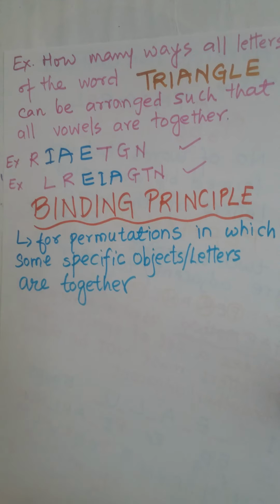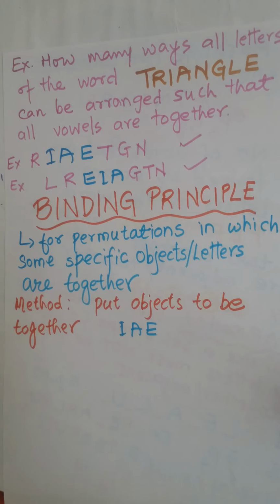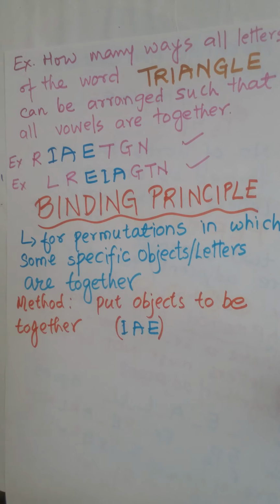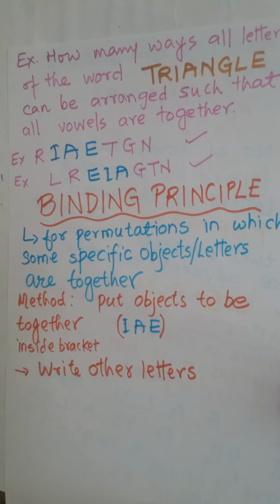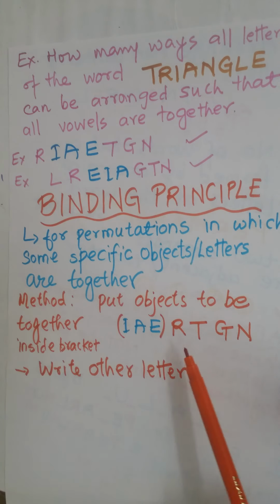Okay. So how do we use this? What's the method of binding principle? Let's see now. Put objects to be together or letters to be together, in this case they are I, A and E, inside a bracket. Now we'll consider this bracket as one object. Then what next? Write other letters beside that bracket. So the remaining ones are R, T, G, N. We will write it beside this. This can be written anywhere.